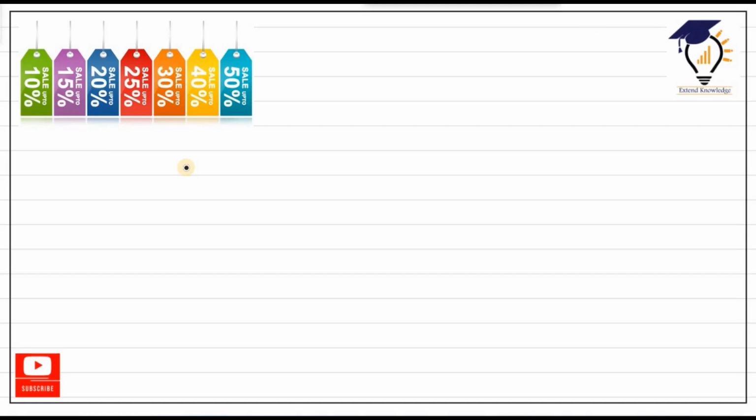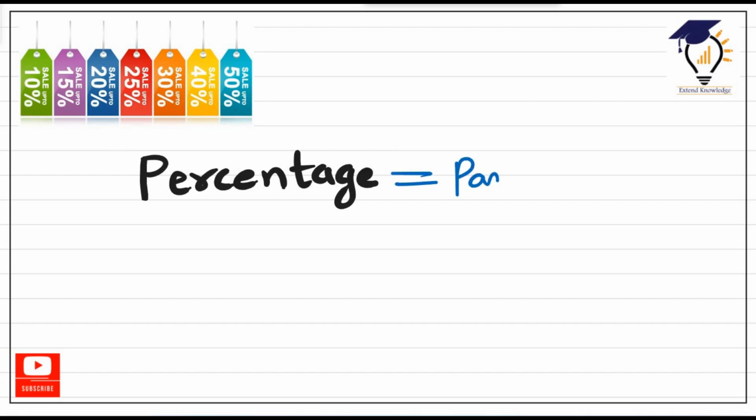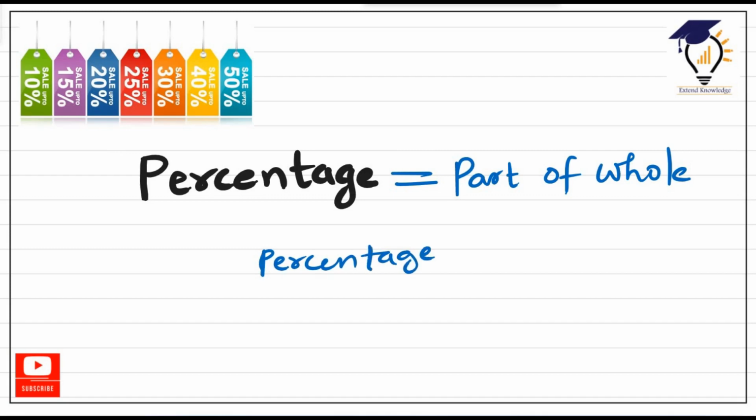Basically, percentage we can define in simple words. So how can we define percentage in simple words? Percentage we can define as part of the whole. Part of the whole quantity. Any quantity, if we take it, part of the whole. So percentage we can write as a simple formula: percentage is equal to part of some whole.